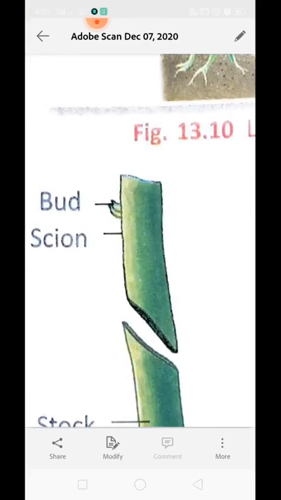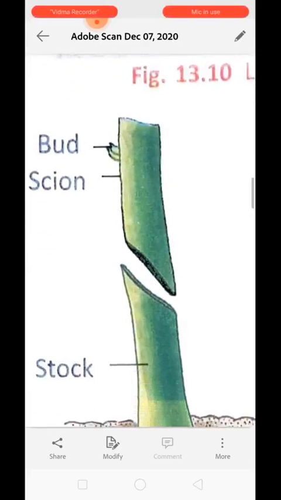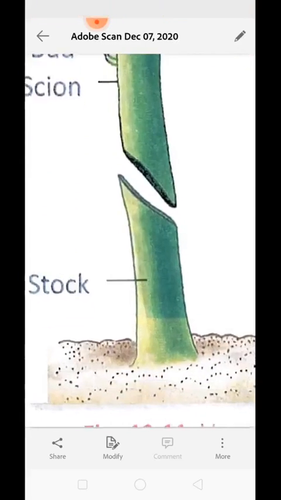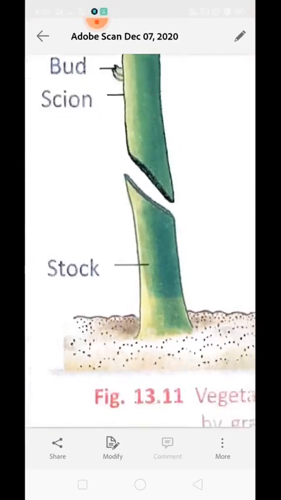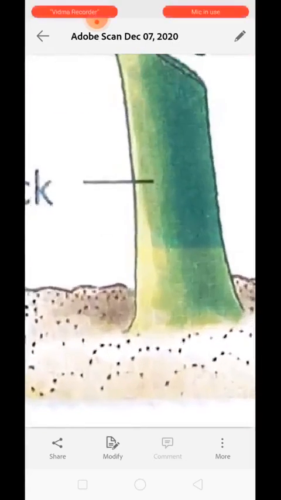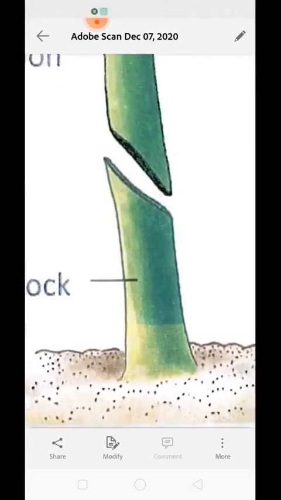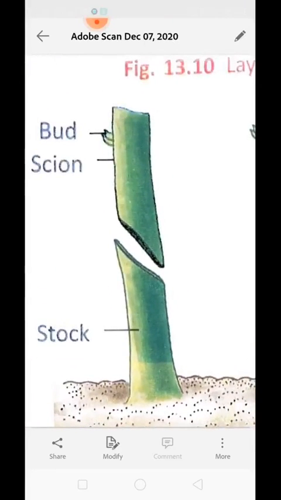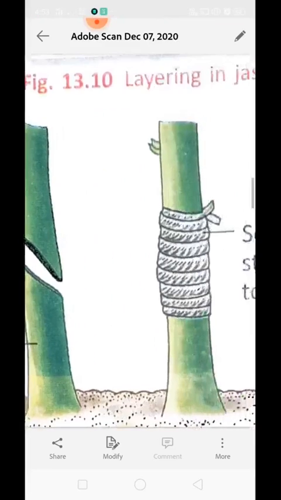This scion is kept over the cut stem of a rooted plant, which is known as the stock. The stock is the one which accepts the scion. The stock is the one with roots, whereas the scion is a foreign branch of a plant which has been grafted over here. Now the scion and stock are firmly tied together, like this. They are tied up tightly.